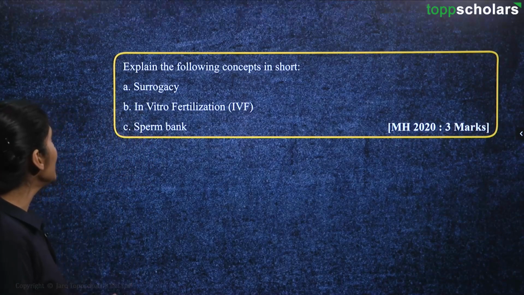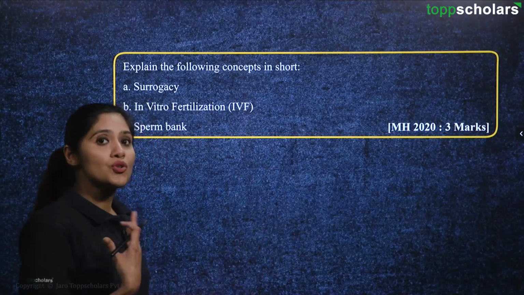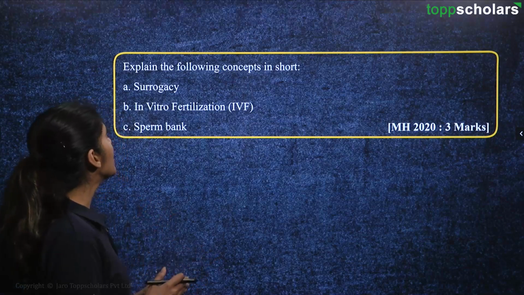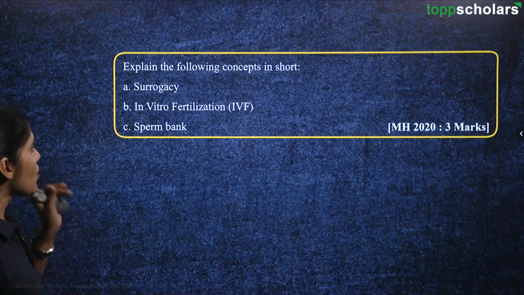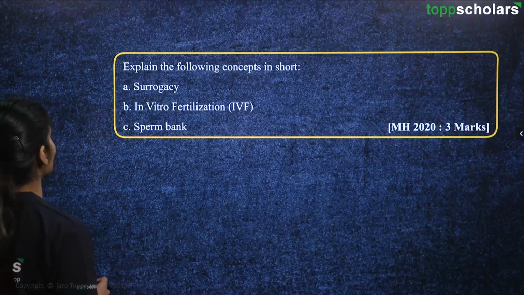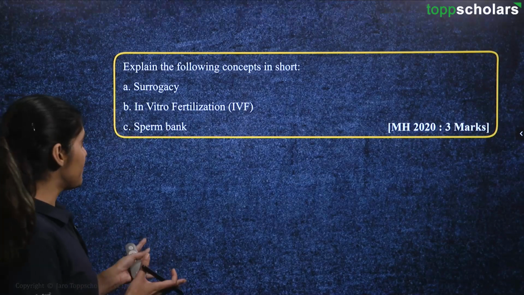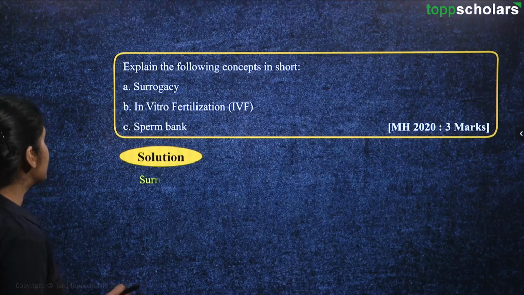Okay, now here we have another question we will be trying to solve. The question is from 2020. It's a 3-mark question. Explain the following concept in short. We saw this question earlier, we parked it, and now we will be answering it. The first is surrogacy, second is IVF, in vitro fertilization, and third is sperm bank. So let's see the solution.